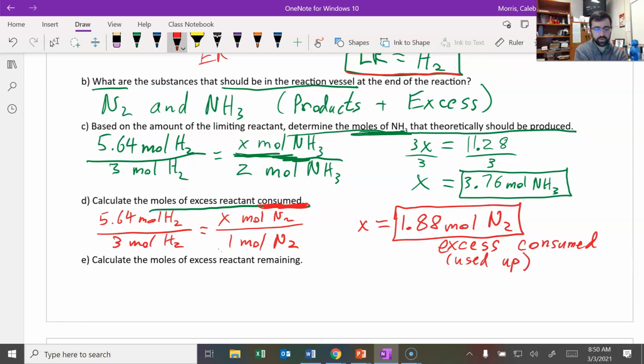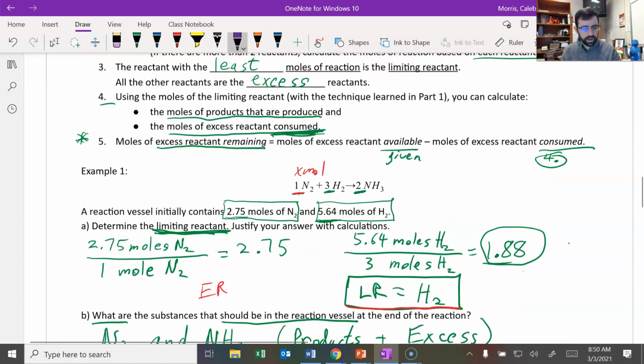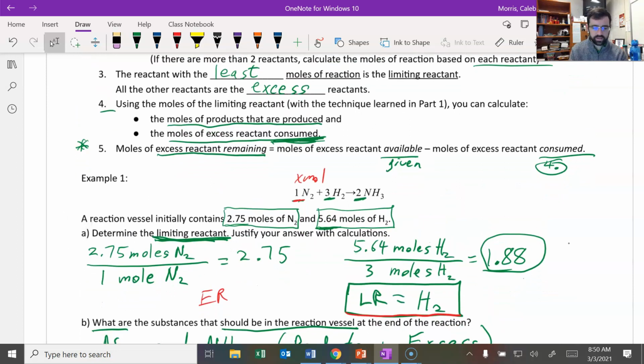Now I want to know how much is remaining, moles of excess reactant remaining. Now remember, when we're trying to find what's remaining, you got to know what you started with and what you used. Started with minus used. That should be kind of a common sense thing so that you can understand it instead of memorizing it. But if you need to know the formula, if you want to see that, it's right here. Excess reactant remaining is moles of excess reactant available, that's given, minus the moles of excess reactant consumed. And that's what we just found in the previous step.